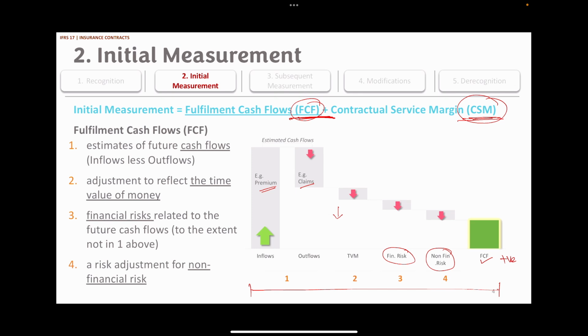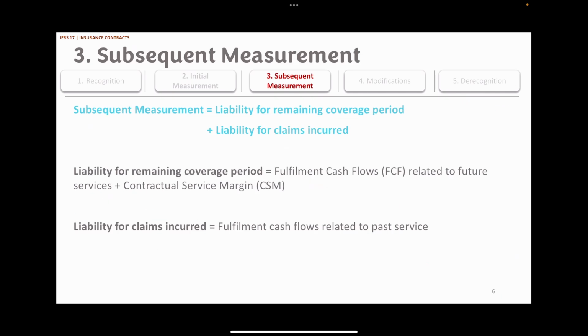So if a contract is expected to be profitable on day one, the value will simply be zero. If a contract is expected to make a loss, i.e. if a contract is an onerous contract, then the entire loss should be recognized in the profit and loss statement on day one. Now let's move on to subsequent measurement.